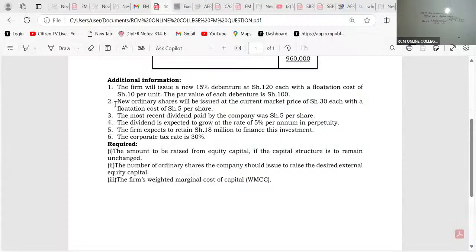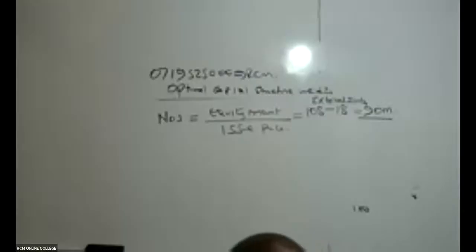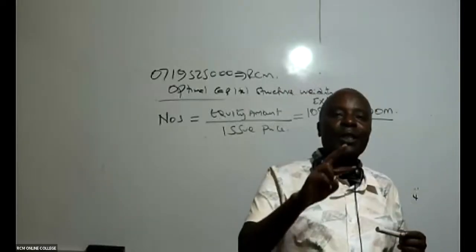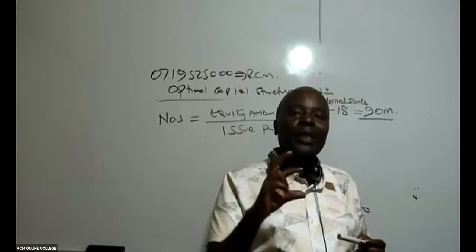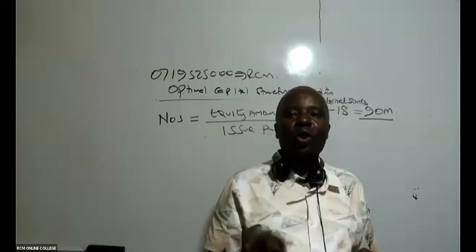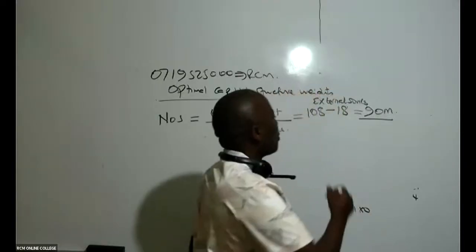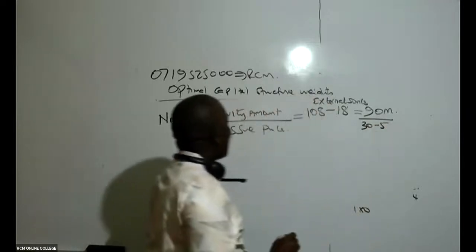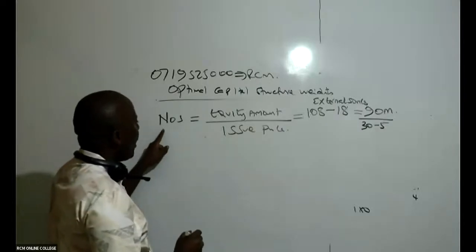Look at note number 2. This will be new ordinary shares. New ordinary shares will be sold at the current market price of 30 each with a flotation cost of 5. So remember, it is not the whole 30 which will be hitting our accounts. Our issue price is always net of any flotation costs, net of any discounts. So therefore, this will be 30 minus 5. Then how many shares are we going to issue? Remember, NOS stands for number of shares.